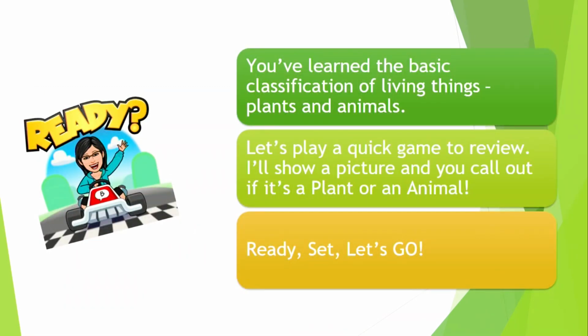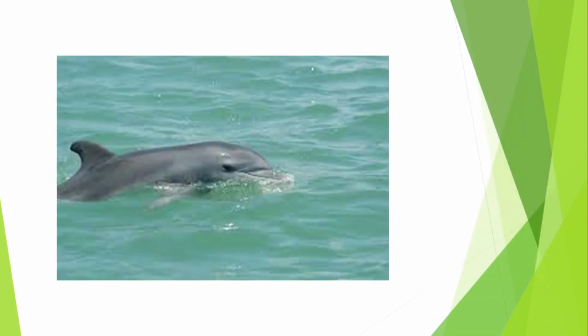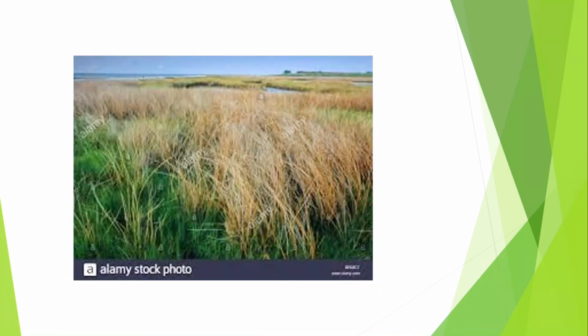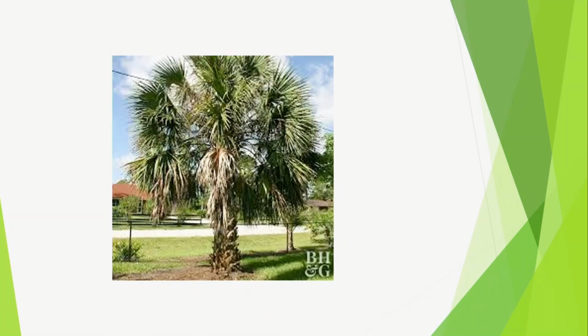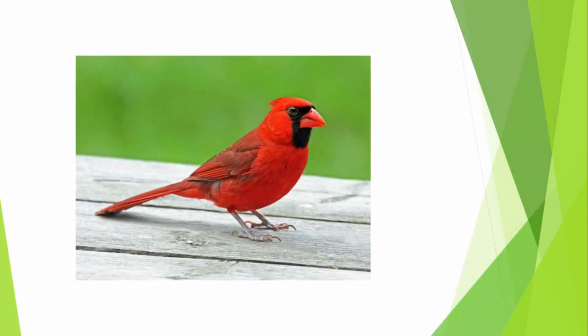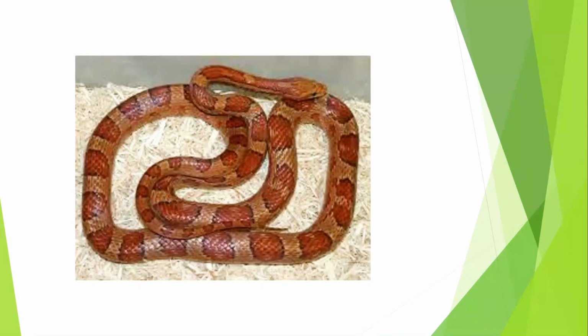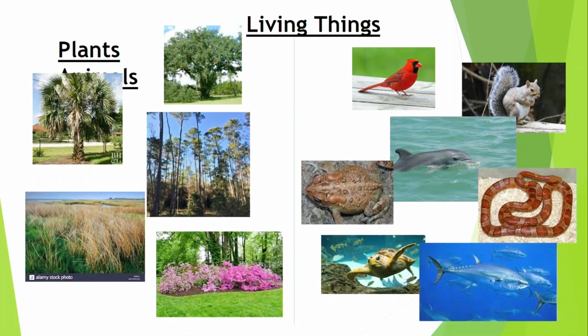So let's review. Let's play a quick game. To review, I'll show you a picture and you call out if it's a plant or an animal. Are you ready? Let's go. Okay, we have a dolphin. Did you say animal? Of course you did. That's the Spartina or marsh grass. Did you say plant? Palmetto tree, plant. A cardinal, animal. Oh, a beautiful corn snake. Did you say animal?